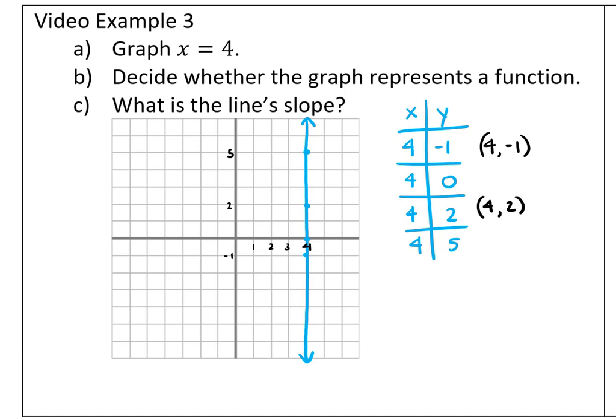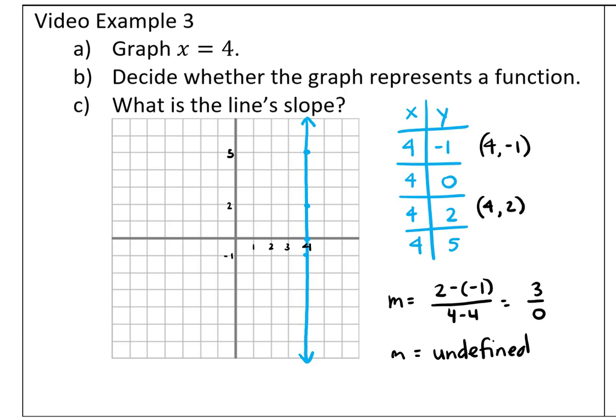Just for fun. And so to find the slope, we're going to say 2 minus negative 1 over 4 minus 4, which becomes 3 over 0. And if you recall, something divided by 0 is undefined, so we cannot do that. We have a slope that's undefined. What do I do with an undefined slope? Well, that's about it. We can't define it because we can't divide by 0.